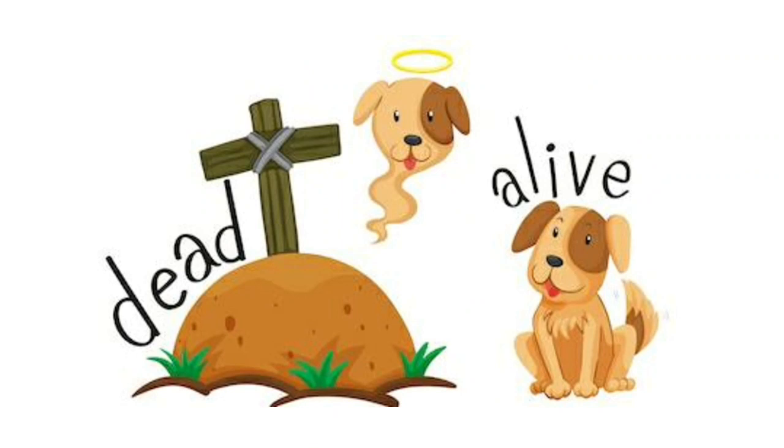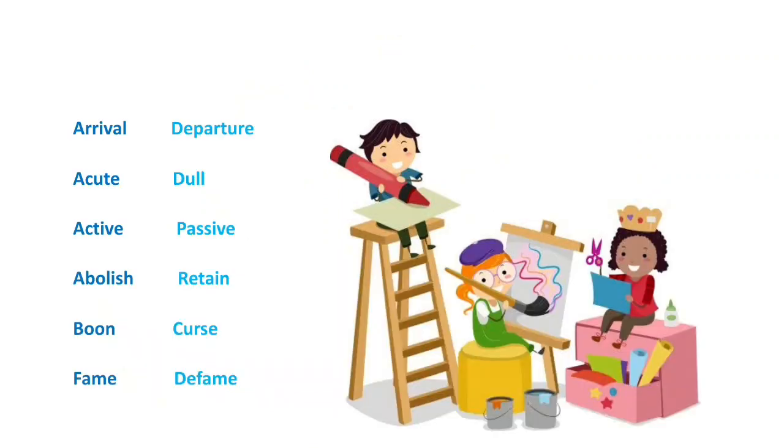So let's start. The first one is arrival and its antonym is departure. Arrival means reaching the place to which you were traveling. Suppose you are going to Delhi, and when you reach Delhi, you have arrived there, arrival. And departure means leaving or going away from a place. For example, when the train reaches a particular station, it is called arrival. And when the train leaves from a particular station, it is called departure.